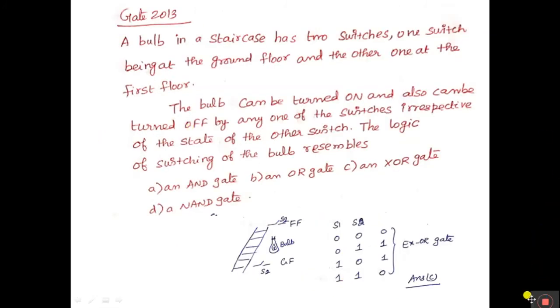Next question. This question asked in GATE 2013. A bulb in a staircase has two switches, one switch at the ground floor and another one at the first floor. The bulb can be turned on and also can be turned off by any one of the switches irrespective of the state of the other switch. The logic of switching of bulb resembles: option A AND gate, option B OR gate, option C XOR gate, option D NAND gate. This is very simple.